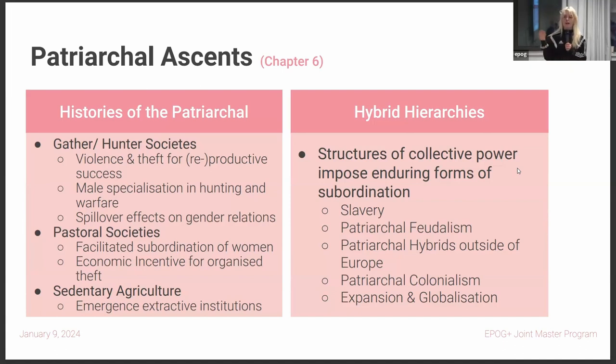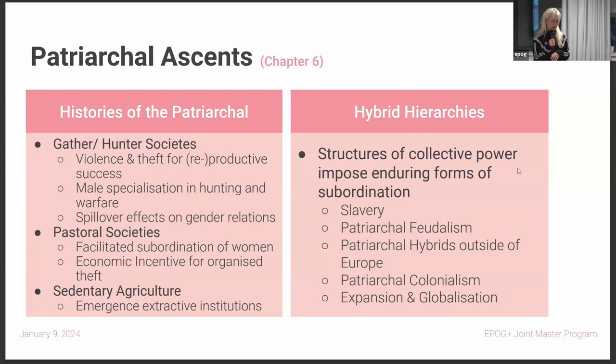And in the chapter there were mentions of slavery, which is also the intersection of racism and gender, and that the enslavement of women could have preceded the enslavement of men. And that in patriarchal feudalism we see the intersection of gender and class, and how the control over women's sexual and reproductive lives reinforces class-based dominance and vice versa.